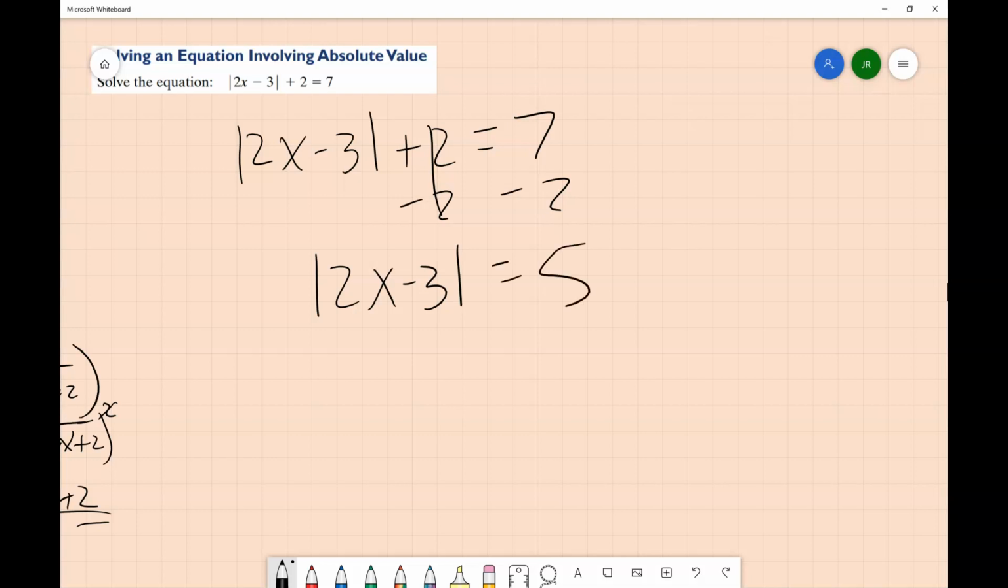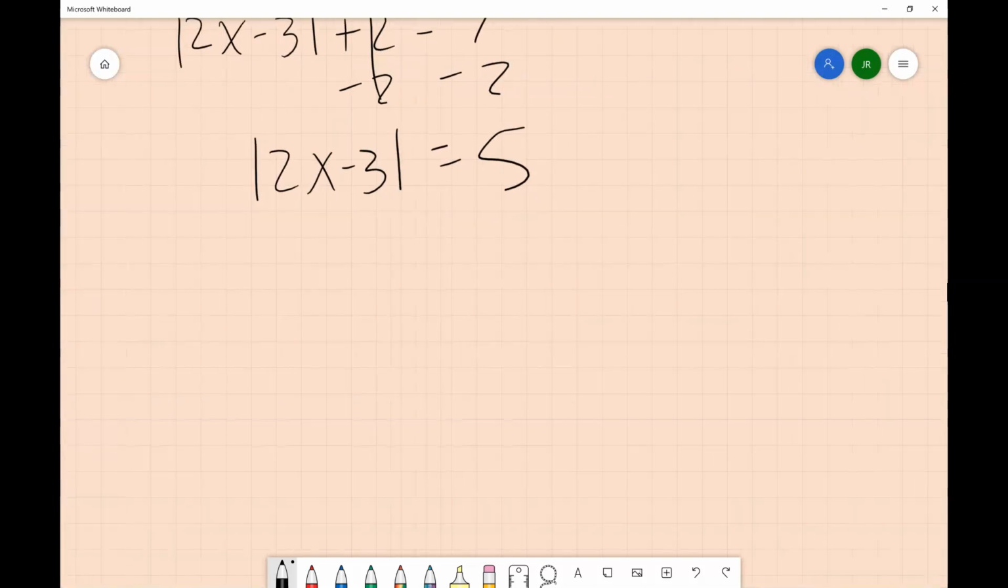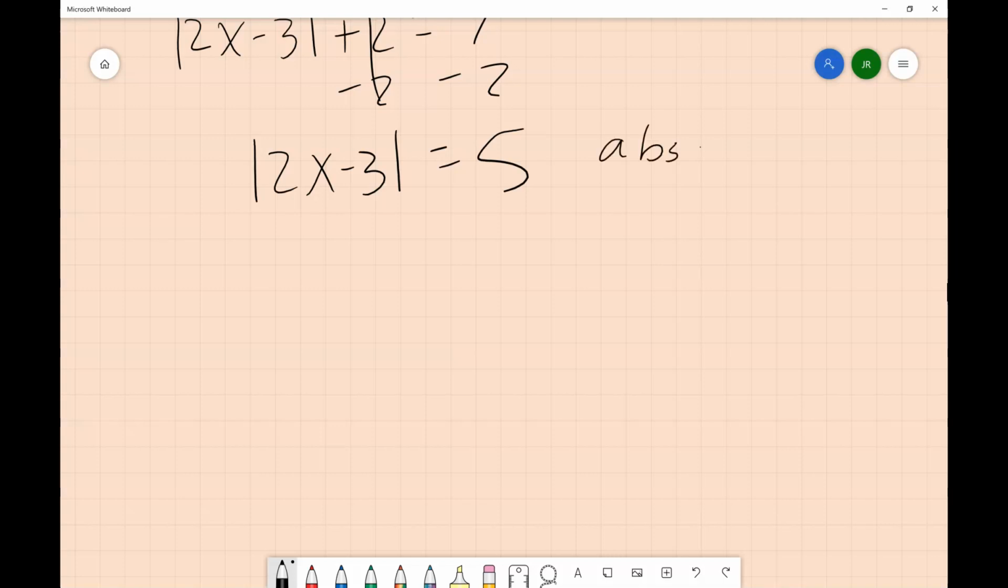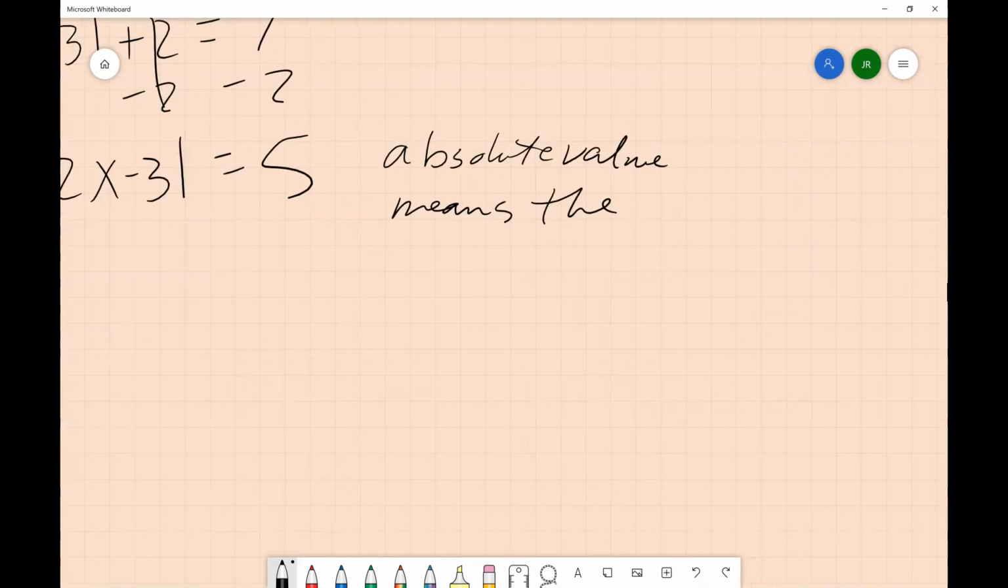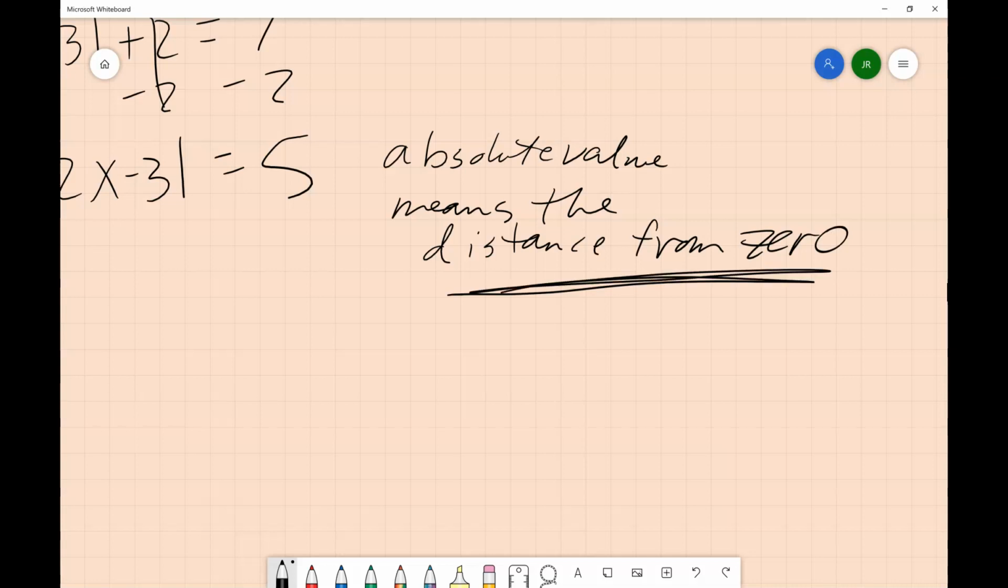But now, how do I get rid of an absolute value? Like, what's the opposite of that? I can't really do it that way. But the way that I can get rid of an absolute value is to realize what absolute value means. Absolute value means the distance from 0. Okay, that's what absolute value means.